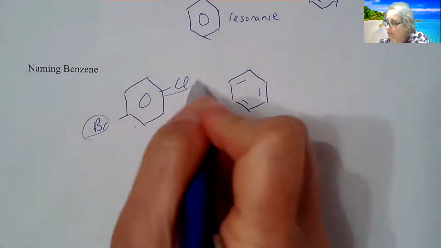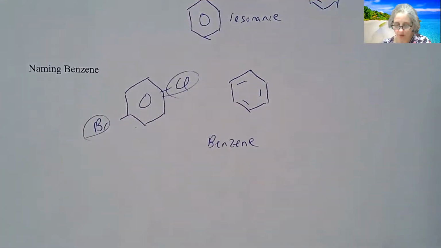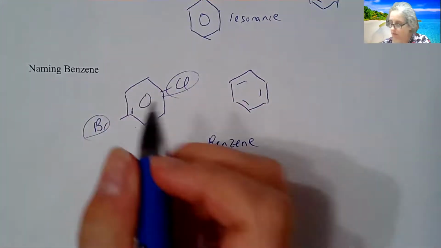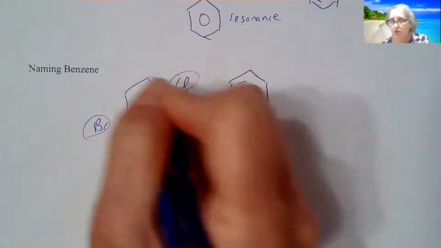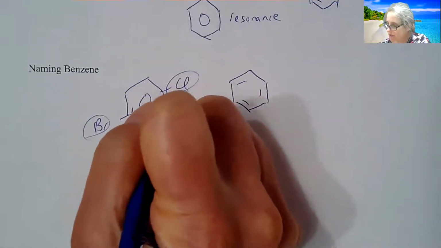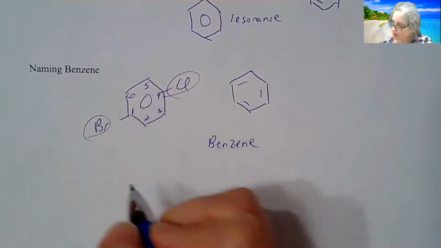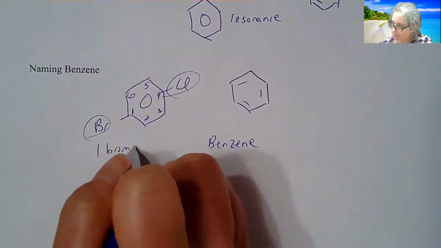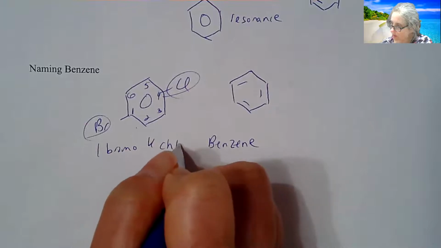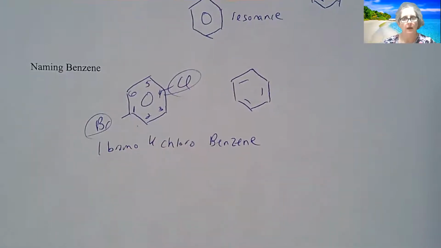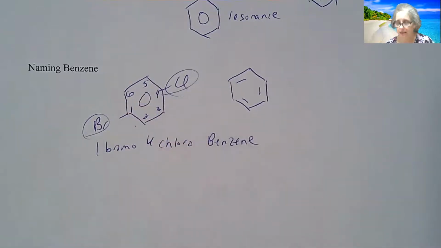And then you got to look at your branches and see who comes first. Whoever comes first is going to get the number 1, just like we did with other cyclos. And then you want to get chlorine to the lowest number. It actually doesn't matter which direction you go. Either way, you're going to get it to 4. So this is going to be 1 bromo, 4 chloro, benzene. Okay, so same kind of rules, except you have to recognize that that's a benzene, not a cyclo.